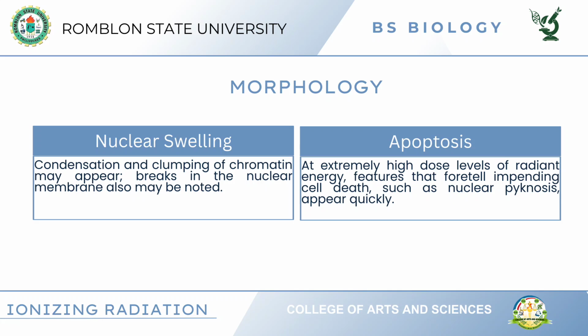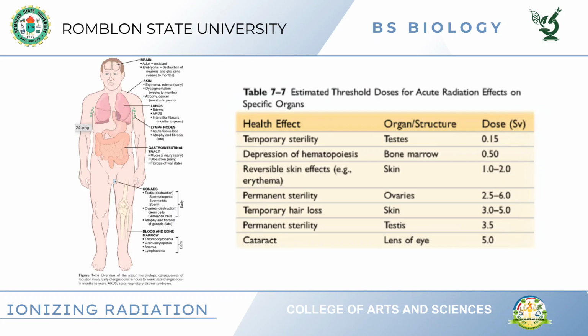And at extremely high dose levels of radiant energy, features that foretell impending cell death such as nuclear pyknosis appear quickly. So, pyknosis, yun yung shrinkage or condensation ng nucleus, which is a sign of cell death. So, kung yung cells ay na-expose sa high level of radiation, they can experience severe DNA damage, and that will lead to the formation ng pyknotic nuclei. So, yung pyknosis na yun, it is a rapid process, meaning na at extremely high radiation doses, cells will show clear signs of impending death very quickly.